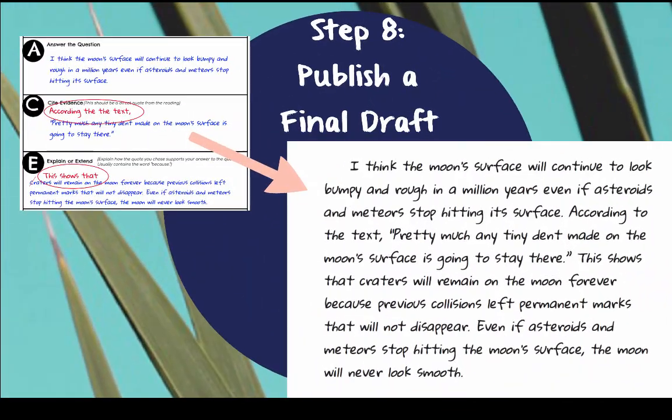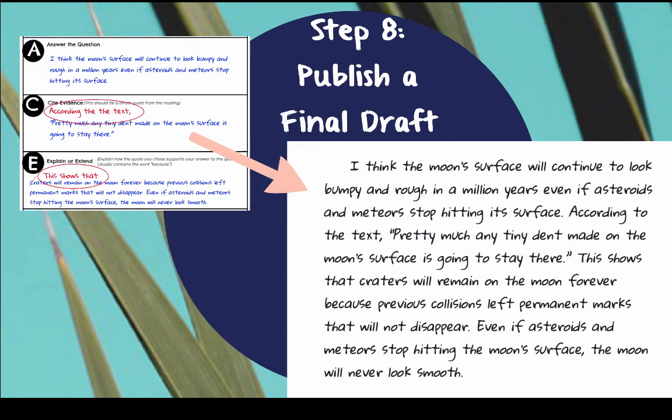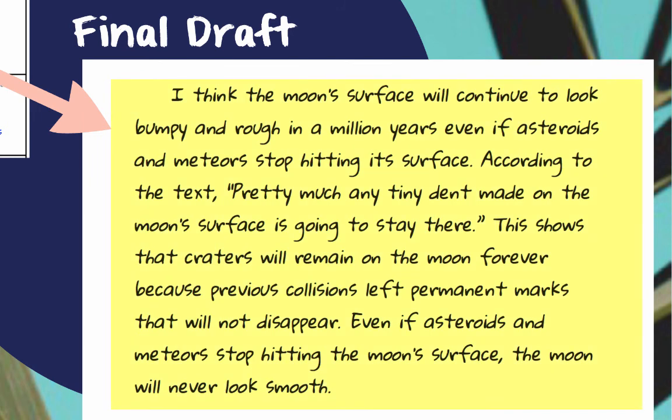And finally, step 8 is to publish a final draft. So now I have it all written on my graphic organizer, the A, the C, and the E. And now all I need to do is take that information, those 3 parts, and combine it into my nice complete paragraph. So for my final draft, I wrote, I think the moon's surface will continue to look bumpy and rough in a million years, even if asteroids and meteors stopped hitting its surface.